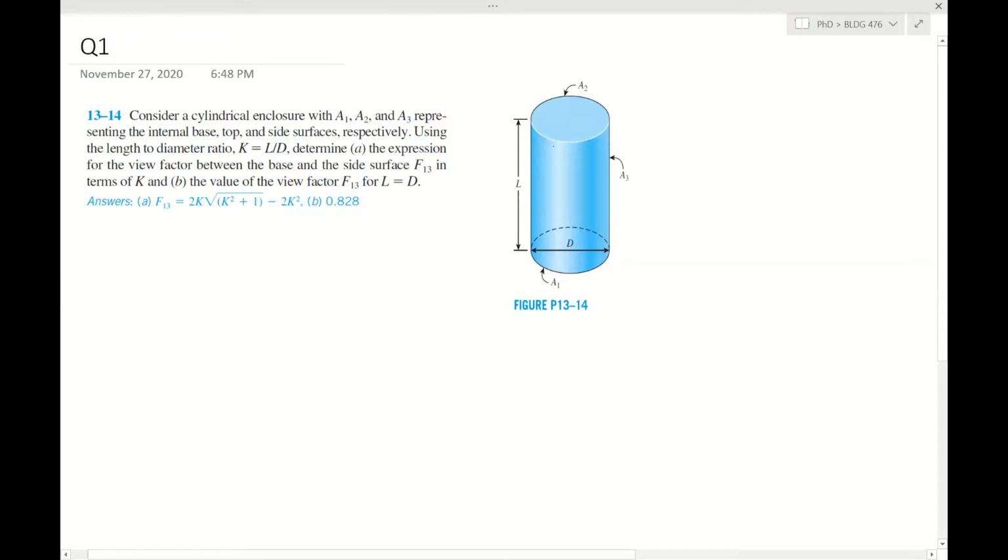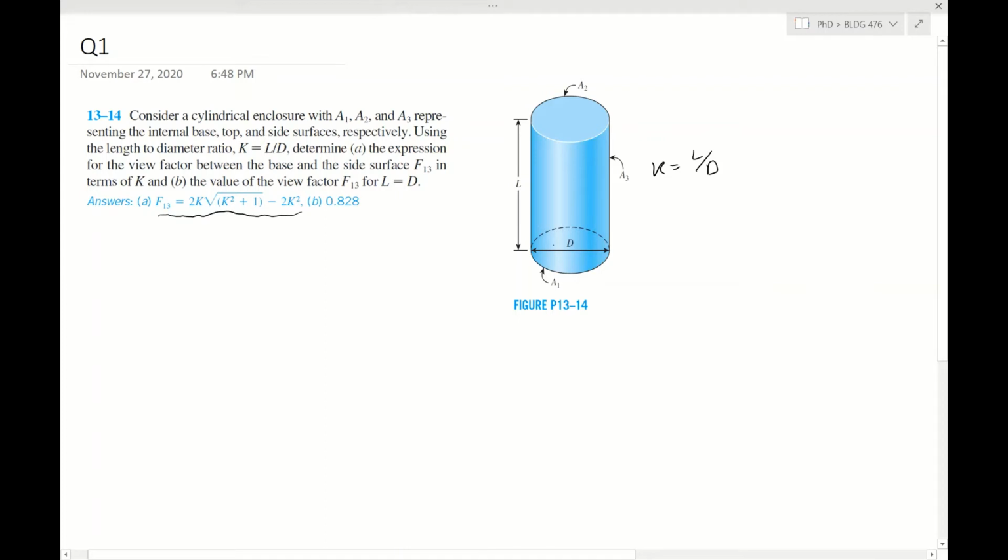So in this question, we have this enclosure. We have areas 1, 2, and 3, and we want to use a length to diameter ratio. K is equal to L over D. So we know the length, we know the diameter, K equals L over D. That's just to kind of end up with this very neat function at the end. But aside from making it look pretty, that doesn't really do that much as far as I know, at least for this question. The expression for the view factor between the base and the side. So we want to find an expression for the view factor between the base and the side. So F 1 to 3.